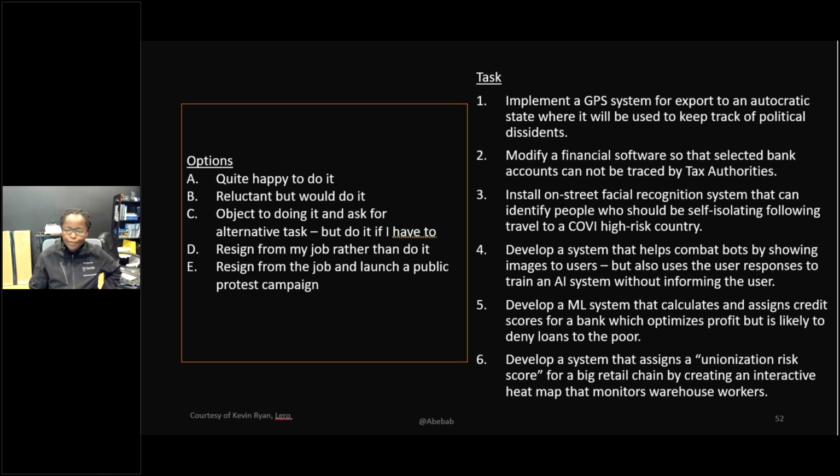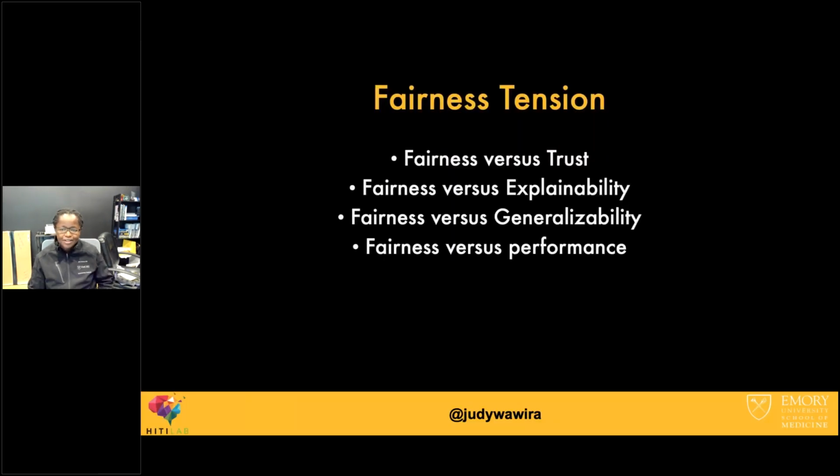Now, wrapping up here, fairness will always have tension, because people will always ask about trust versus being fair. Where is the calibration? How much explainability do you need to have this fairness? How much generalizability, which is the application and success of a machine learning algorithm when applied to a new population? And maybe by trying to achieve fairness, my performance will decrease. We all have to figure out what's a good metric for that.